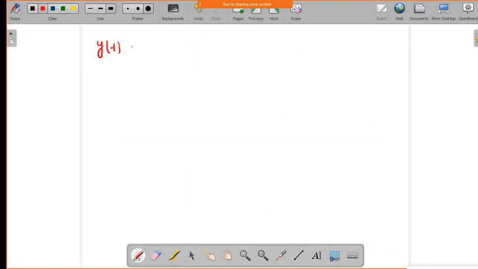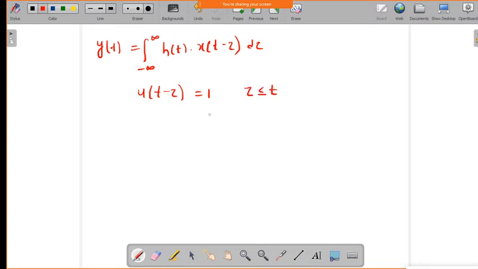Okay. So, y of t is the integral from minus infinity to plus infinity of h of t into x of t minus tau. Similar to the discrete-time case, for x of t minus tau, the unit step u of t minus tau will be 1 when tau is less than or equal to t, and 0 when tau is greater than t. So, similarly, you can write the unit step function in the time domain signal like this.